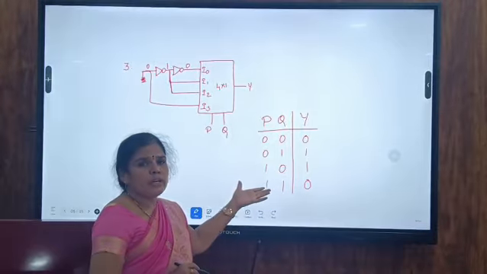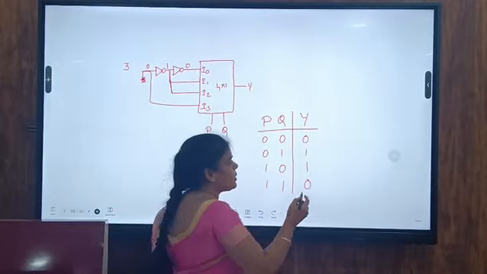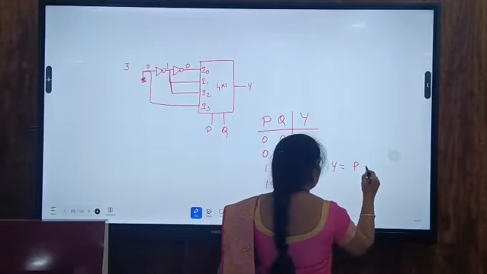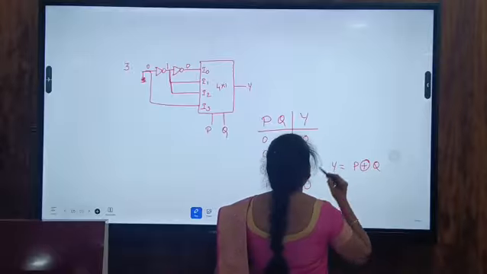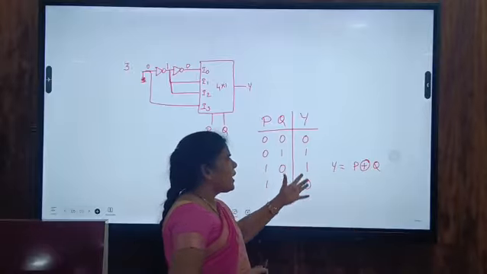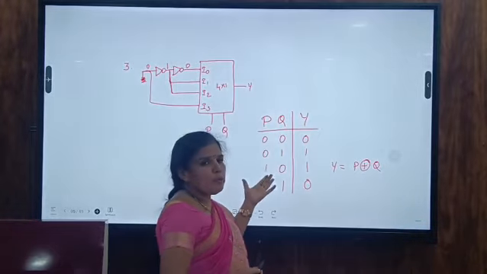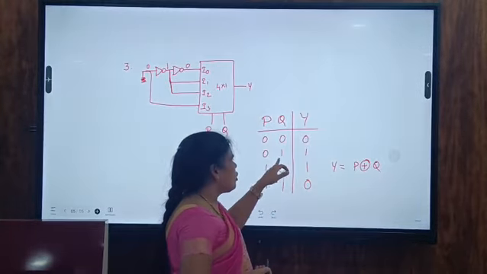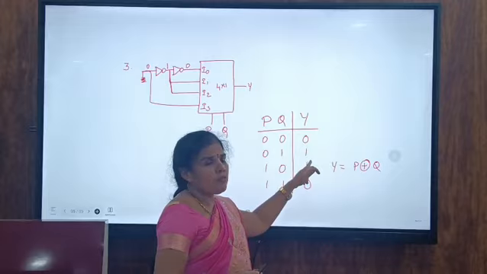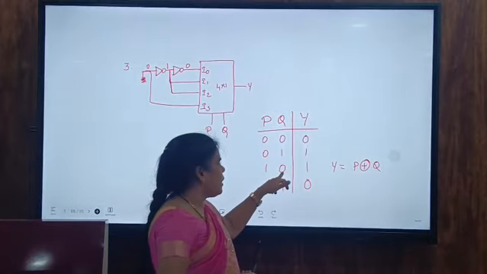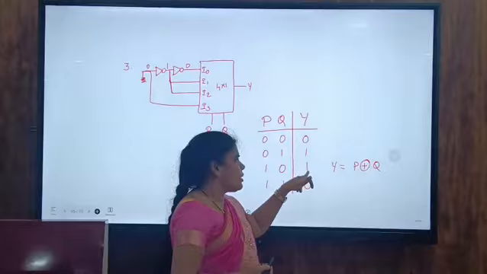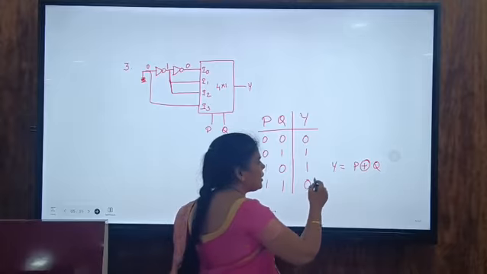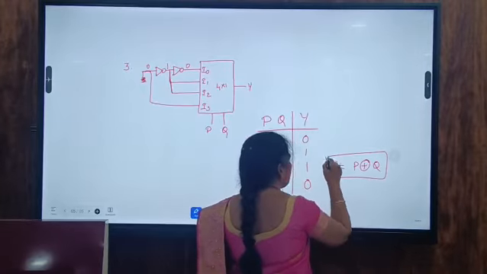So from this truth table itself, we can easily find the output expression. That is equal to P XOR of Q. So how are we getting this? This is the XOR gate symbol. If one of the inputs is high, the output is high. So in this case, if P is 0 and Q is 1, we get output equal to 1. When P equal to 1 and Q equal to 0, the output is 1. So this is nothing but an XOR gate truth table. So the final expression is P XOR of Q.